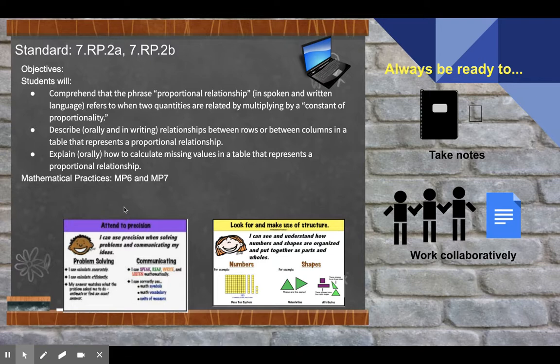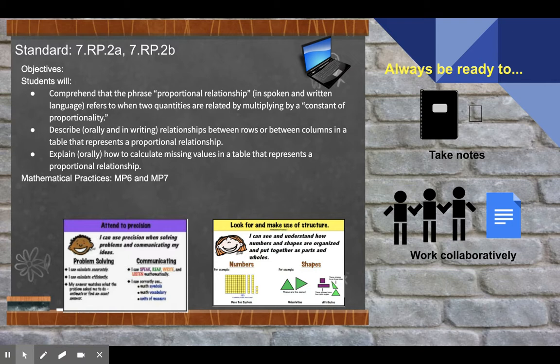So today, the first thing that we're going to copy down in our journals on page 5 is the standard 7.RP.2a and 7.RP.2b. Our objectives will be students will comprehend that the phrase proportional relationship in spoken and written language refers to when two quantities are related by multiplying by a constant of proportionality. We're also going to describe orally and in writing relationships between rows or between columns in a table that represents a proportional relationship.